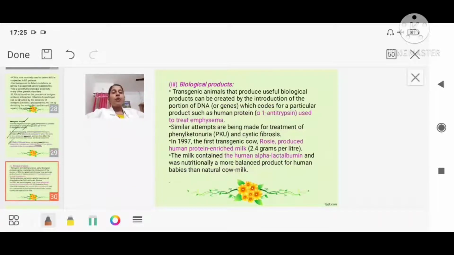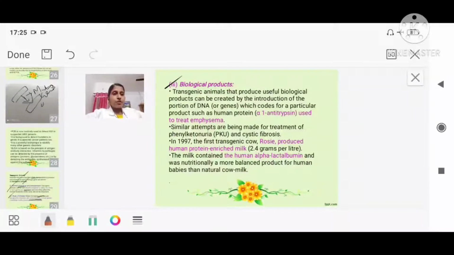Alright, now moving on to the next point, that is biological products. What do you mean by biological products? I am getting some useful substances with the help of these transgenic organisms. Like for example, a good example is Rosie, a cow, okay. The first transgenic cow was developed in the year what? 1997. So this Rosie, that cow was having a gene which is responsible for production of human protein enriched milk, okay.